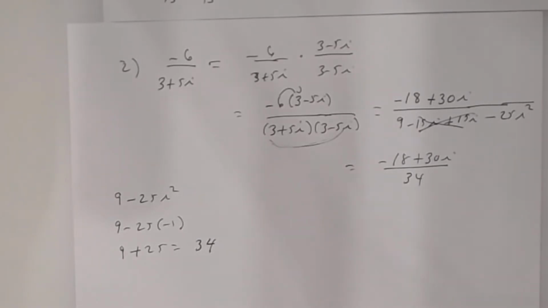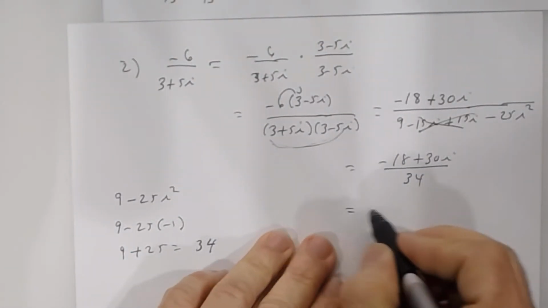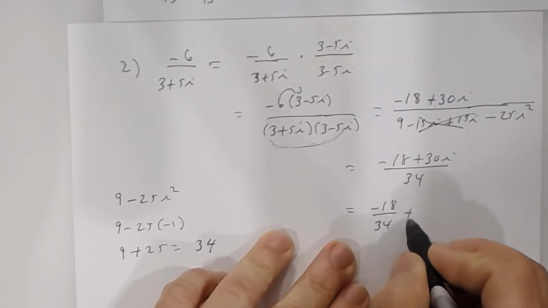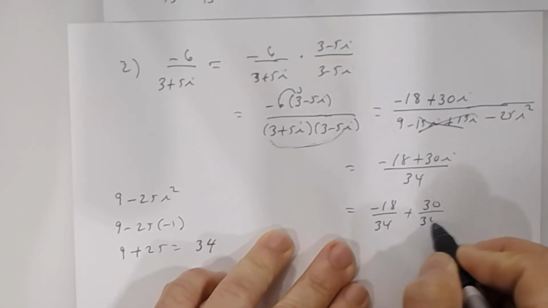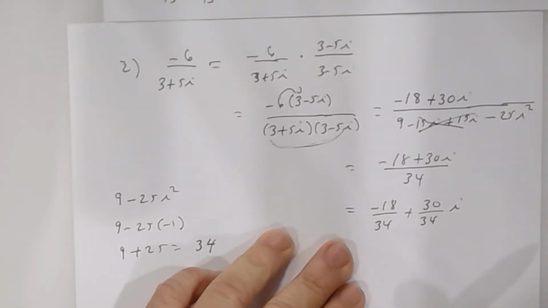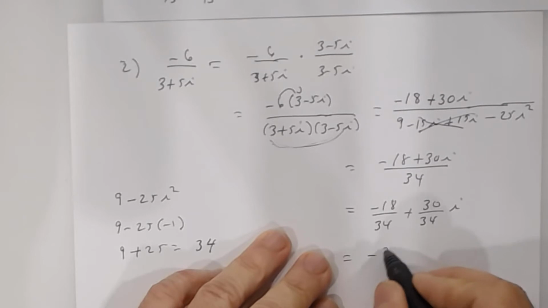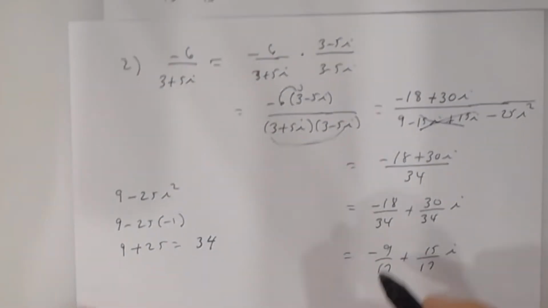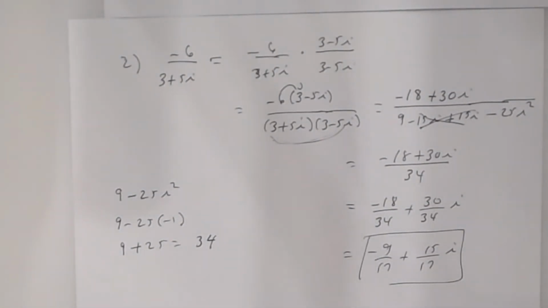But it's going to ask you to write this in standard form. So just rewrite it as two separate fractions. You're going to say negative 18 divided by 34 plus 30 divided by 34 i. And then just reduce. Negative 9 over 17, and then 15 over 17 i. Is that correct? So there's your answer. It is not difficult. Yes?